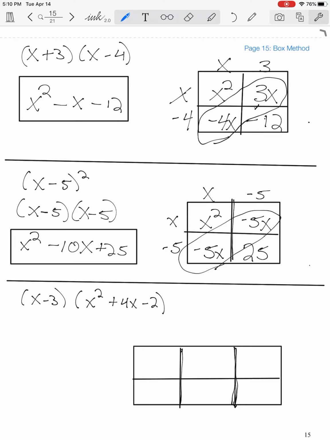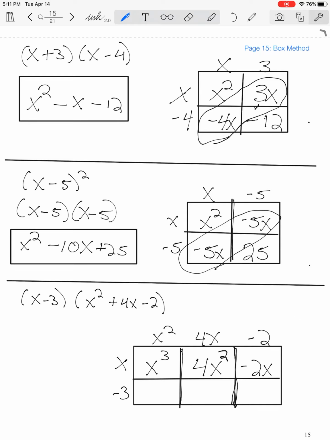The next one is a little more difficult. But what I have is a binomial times a trinomial. So I'm going to put my x and my minus 3 here. And then my x squared, my 4x, and my negative 2 here. Now, when I multiply, x times x squared is x to the 3rd power. X times 4x is 4x squared. And x times negative 2 is negative 2x.